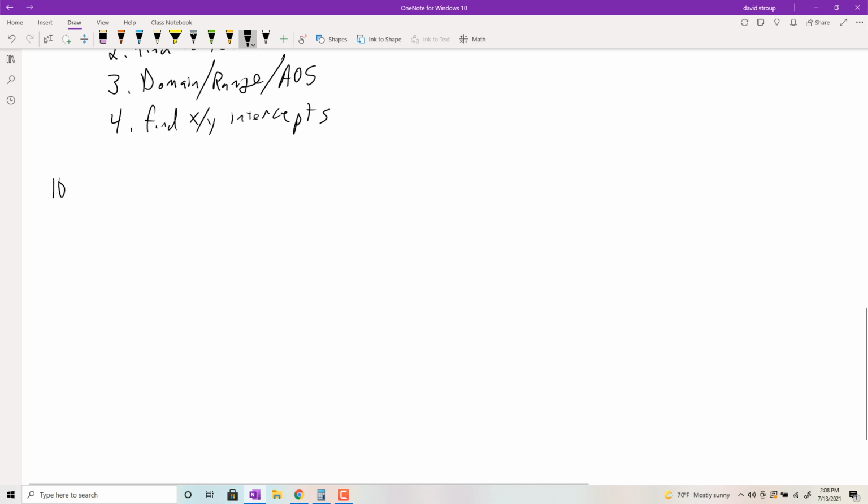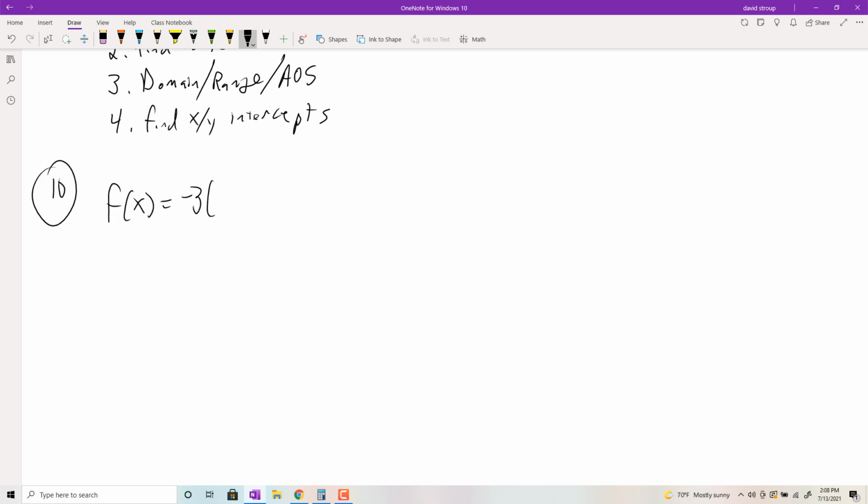Here we have number 10. F of x equals negative 3 times x minus 2 squared plus 12. First, the a value is negative 3. That's less than 0, so therefore it's a sad face. Second, the vertex. It's the opposite sign, so instead of negative 2, it's positive 2. And then keep the 12 the same, plus 12.